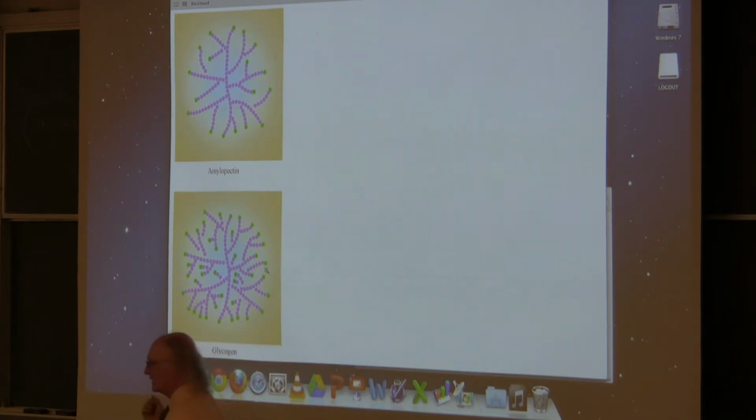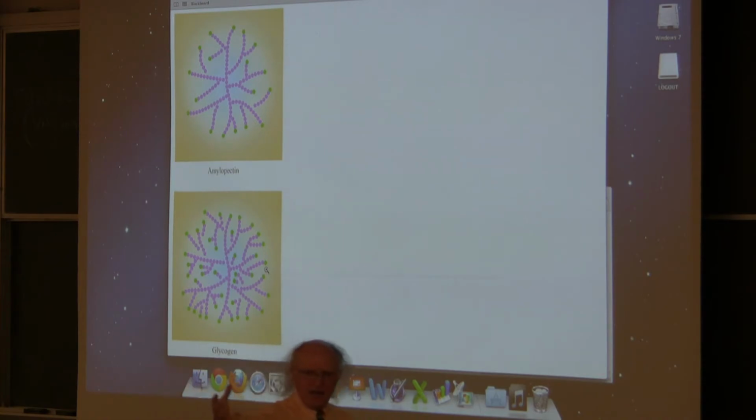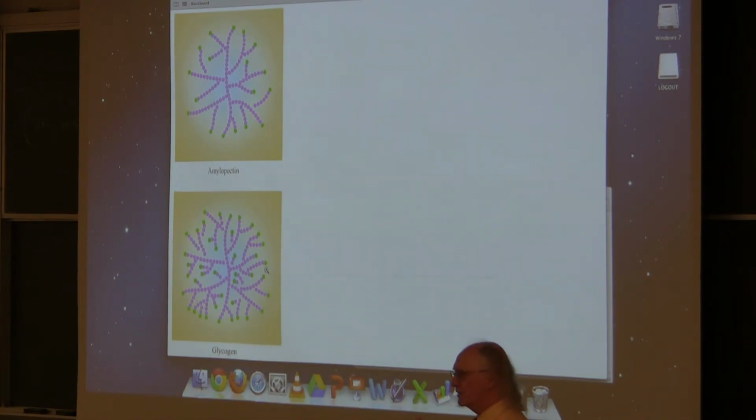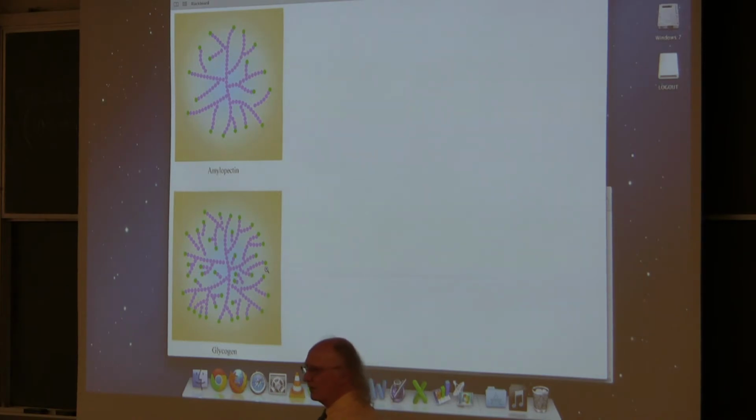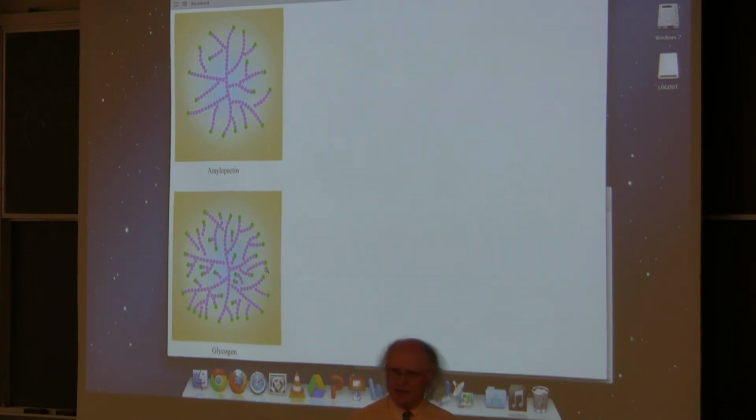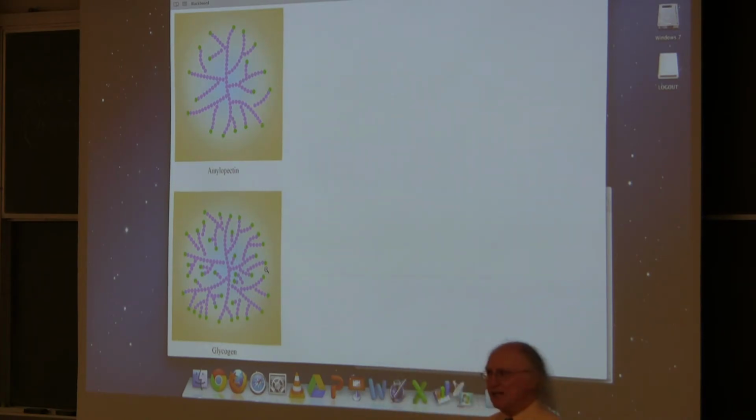Glycogen is metabolized by starting at the end and chewing inwards. Enzymes that break down glycogen do that. They start at the end and they chew inwards, one at a time. We'll talk about those in a little bit. If you think about it, the more ends you have, the more you can break down glycogen into glucose more rapidly. And animals need to do that because animals have muscles.